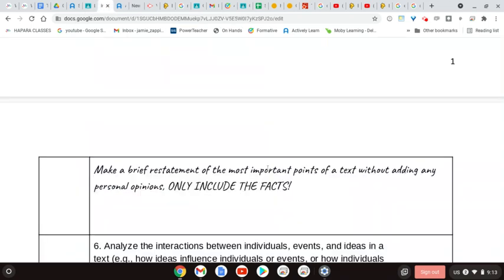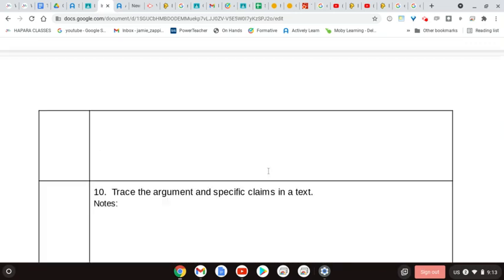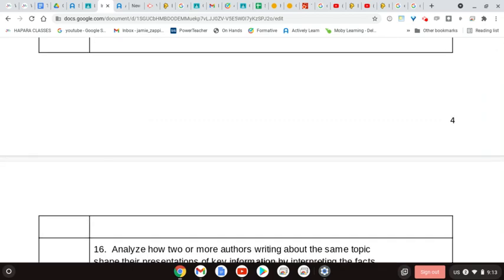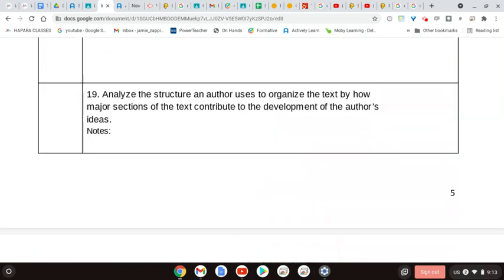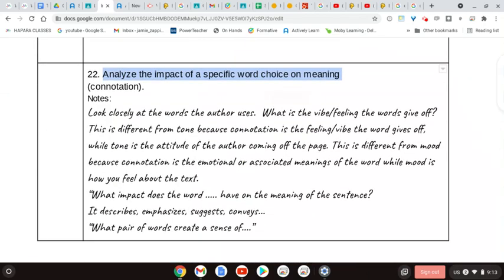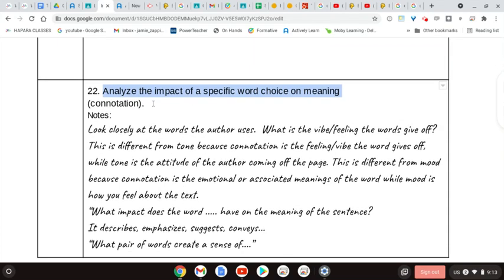For this one, we are focusing in on learning target number 22. Learning target number 22 is looking at analyzing the impact of specific word choice on meaning. So as we look at the word choice used by the author, remember this means to look closely at the words used and think about the vibe or feeling that the words give off.